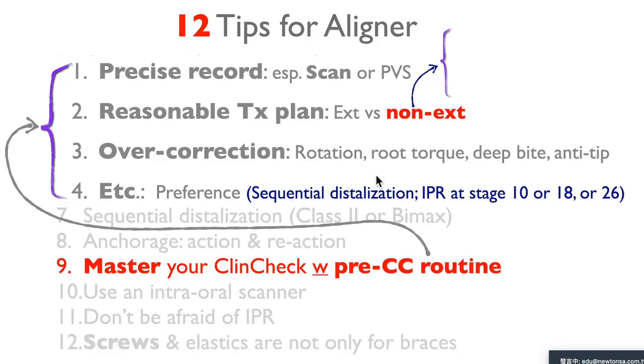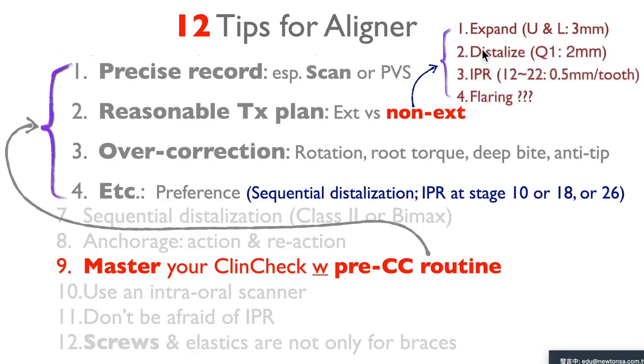Tell the clinician, I want a sequential distalization. I want an IPR at stage 10, 18, 26. I just consolidate. And if I want a non-extraction, I'm thinking about expansion and how much I want to expand, how much I want to distalize, how much I want IPR. Do I want to flare the incisors? I put a question mark. Most patients, you don't need it.